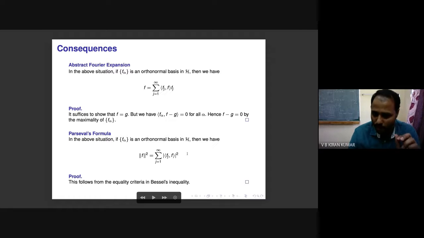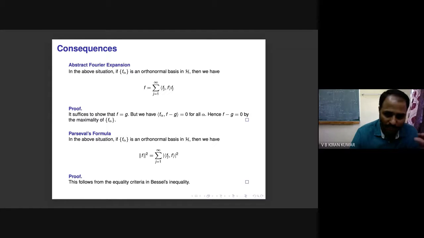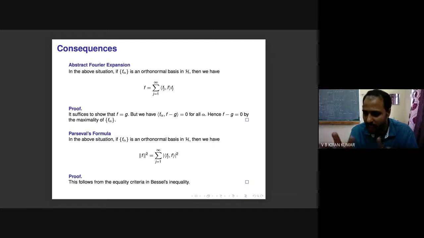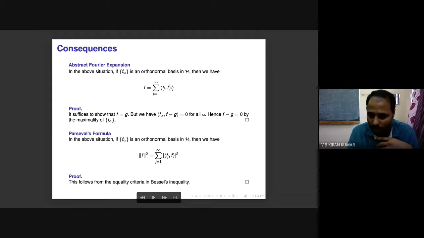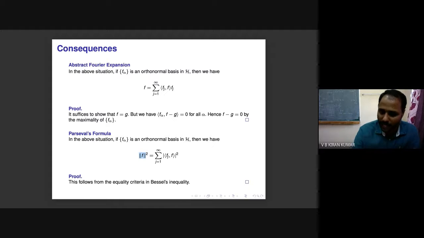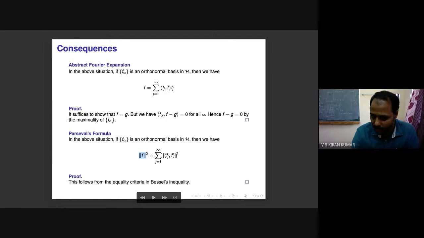So this is very important. Corresponding to each element F in H, you have an L2 sequence, and it suffices to compute the small L2 norm instead of computing this. This can be an integral in some sense. For example, if you are dealing with the capital L2 space, this can be an integral, while this will be an infinite sum. So it suffices to compute an infinite sum instead of computing an integral. That is the beauty of this result.